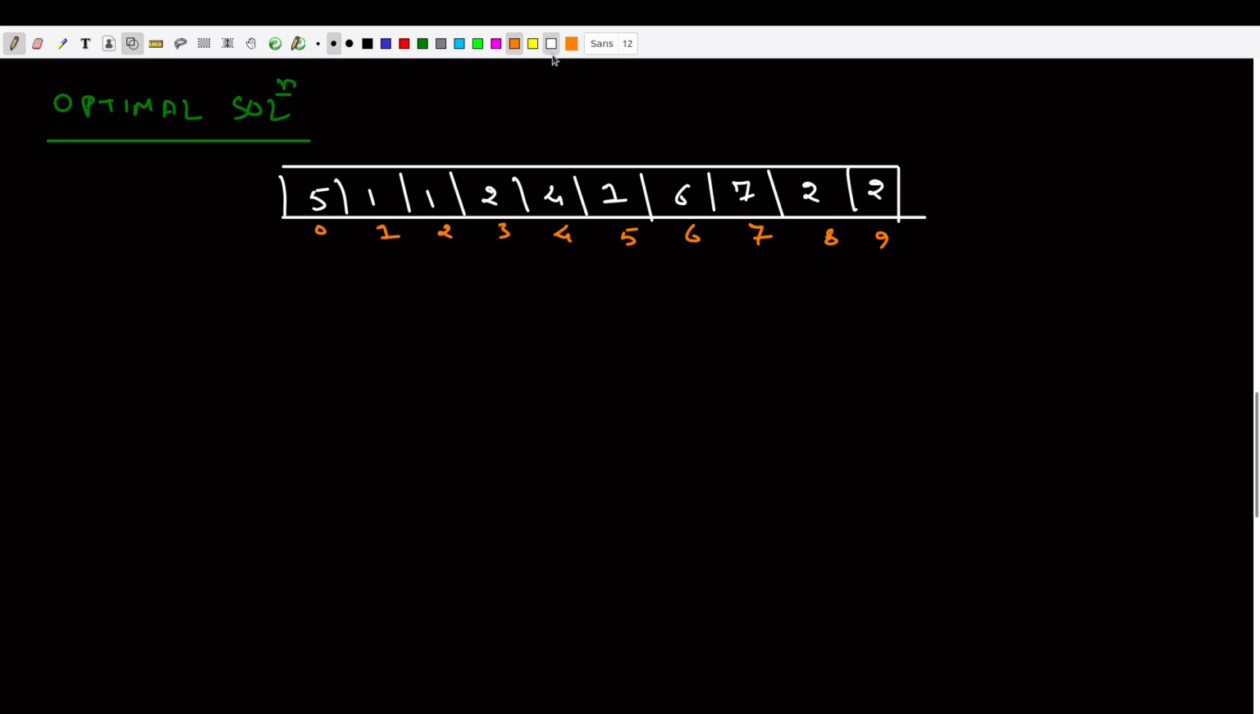Okay, now let's see. So the first thing we will see is x index. We need basically x index, and similarly we need y index. Apart from these two, we will also have minimum, which will contain the minimum distance. Okay, so this will contain the minimum distance.